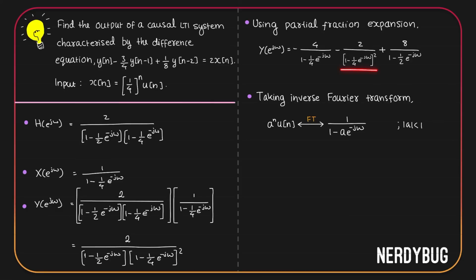The problem is with this one. It is of the form 1 by 1 minus a e raised to minus j omega squared. We actually already did that in a previous problem.